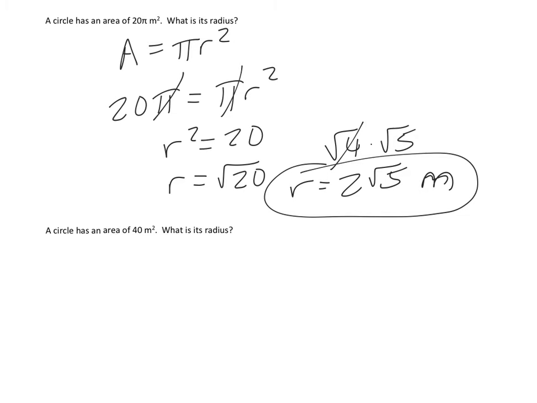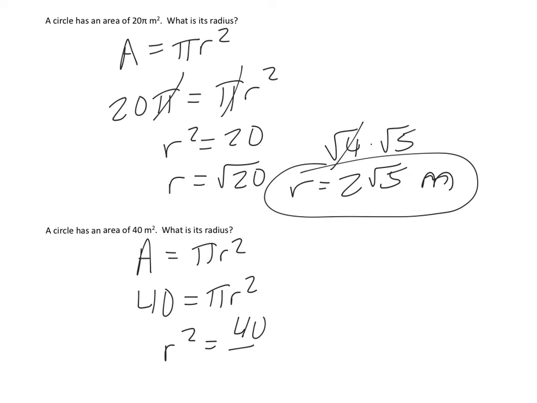Here the area is 40 meters squared, and what's its radius? So again, area equals pi r squared. If the area is 40, 40 equals pi times r squared. In this case, I would divide each side by pi, so I'd get r squared equals 40 over pi. And then I would take the square root, so r would equal the square root of 40 divided by pi.